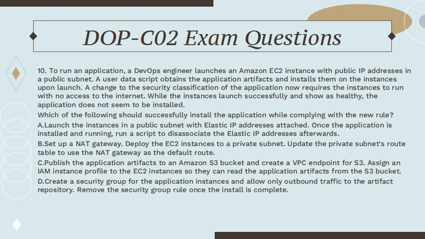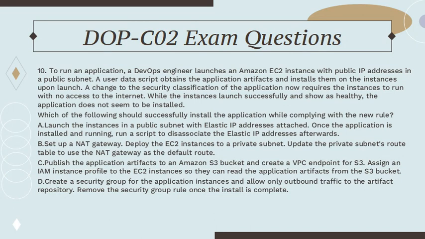10. To run an application, a DevOps engineer launches an Amazon EC2 instance with public IP addresses in a public subnet. A user data script obtains the application artifacts and installs them on the instances upon launch. A change to the security classification of the application now requires the instances to run with no access to the Internet. While the instances launch successfully and show as healthy, the application does not seem to be installed. Which of the following should successfully install the application while complying with the new rule?